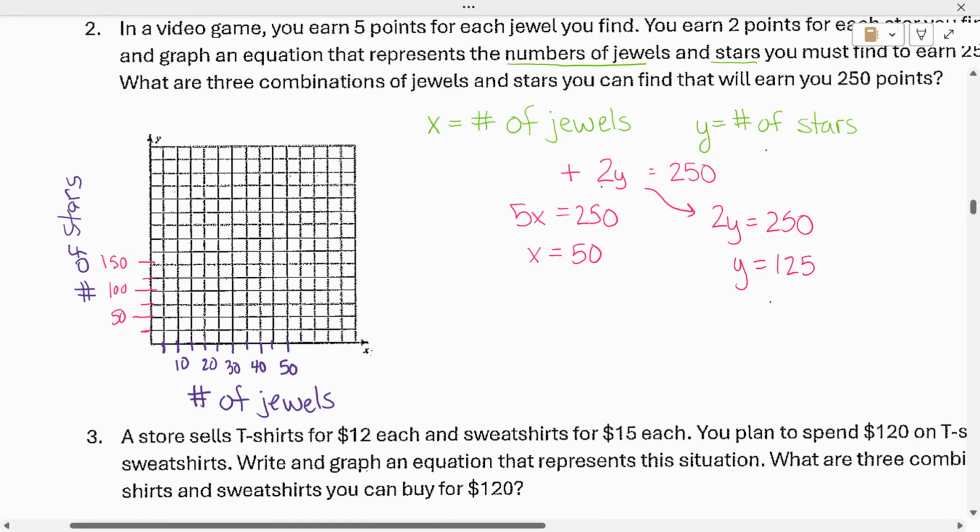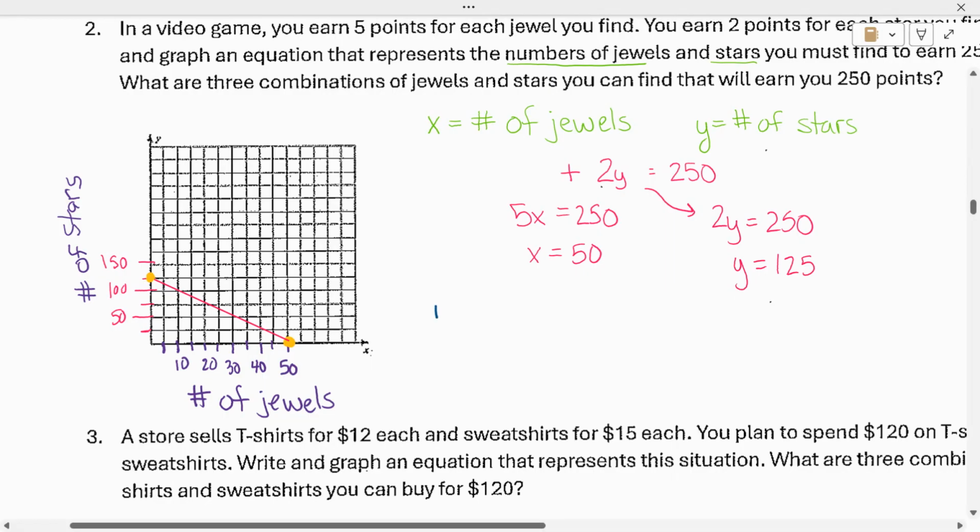I counted by tens, so I was in the middle of a grid line, but that's perfect. So let's see. We know that x is crossing at 50, and we cross the y-axis at 125. So I'm going to connect these with a nice, beautifully straight line, or as straight as I can get it. Okay?